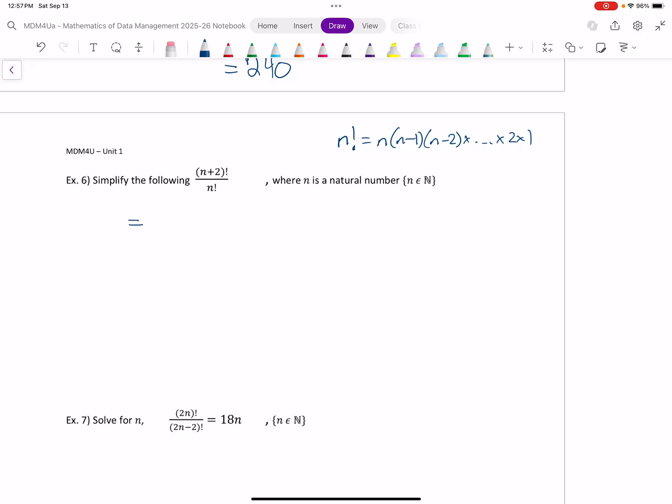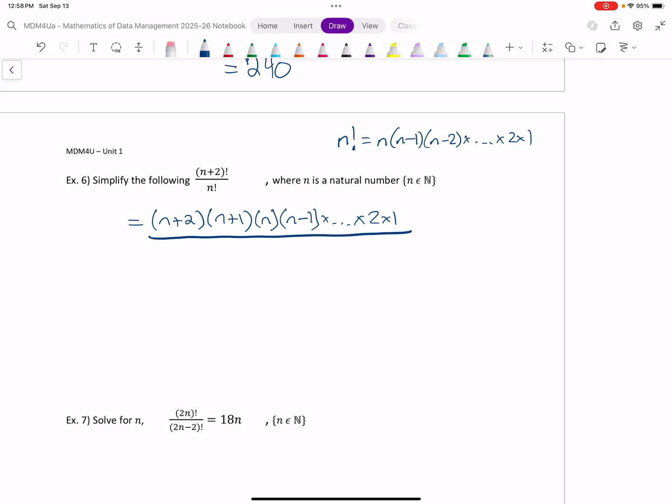So if I have n plus 2 all factorial, the first term will be n plus 2. That's the thing that's having the factorial. The next term, hopefully you can guess, will be 1 less than that. So n plus 2 minus 1 becomes n plus 1. The next term will be 1 less than that, which simply becomes n plus 0, or n. And then it starts to go down like this. I'm going to end that expansion there, and you'll see why in a second. You could keep going, it's not wrong, but I'm just going to stop there.